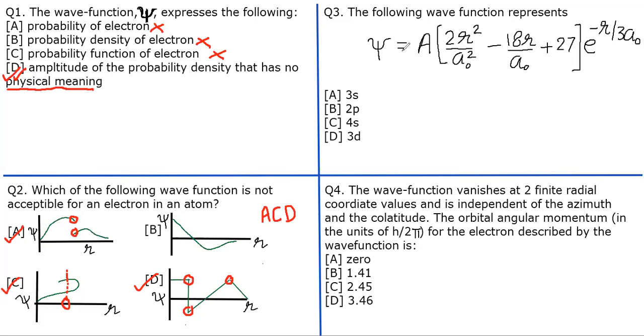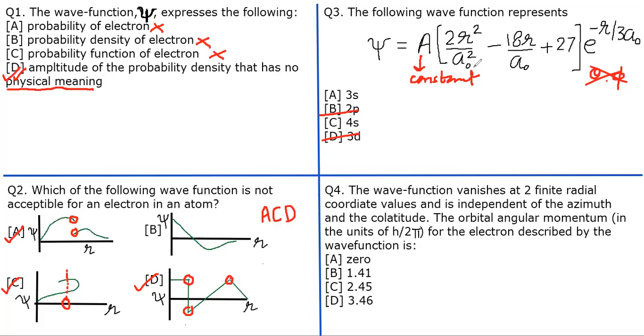We have a wave function represented like this, where this is a constant, right? It is not a variable, it is a constant. Now the question is asking which orbital is represented by this wave function. The first thing you notice is that it does not depend on theta, it does not depend on phi, these are gone. That means it is not a p or d kind of orbital. So these are eliminated. So you have now choices 3s and 4s, I would say.